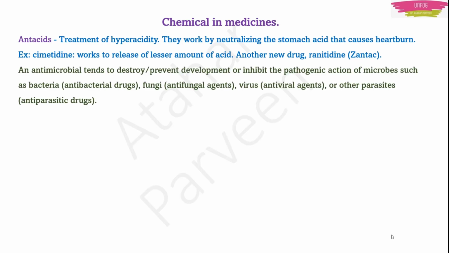Now there are certain types of antimicrobial drugs which tend to destroy or prevent the development of pathogenic action of microbes such as bacteria. Those which destroy bacteria are known as antibacterial drugs. Those which destroy fungi are known as antifungal agents. Those which destroy viruses in our body are known as antiviral agents. Or other parasites: this type of drug which destroys parasites is known as antiparasitic drugs.